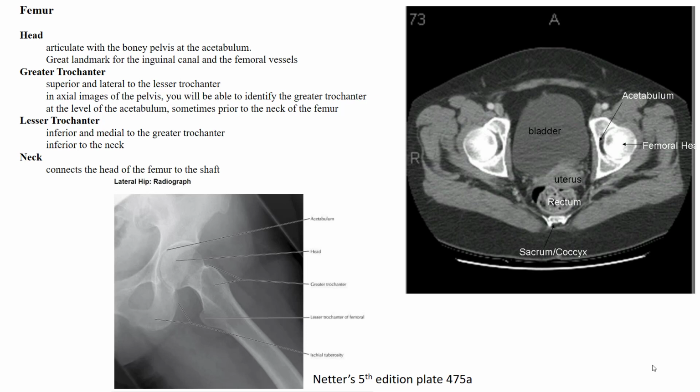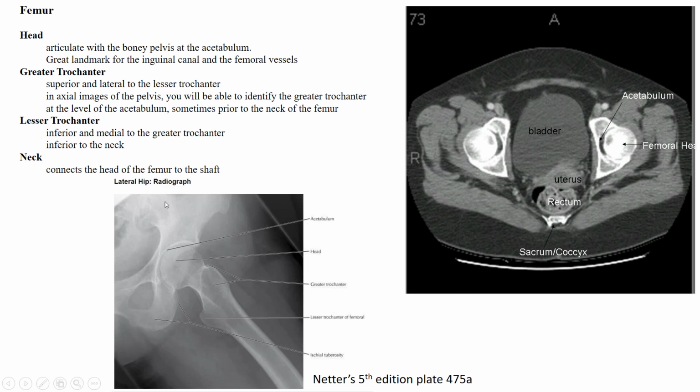There's a better image of it in Netter's, but I also want to show you this radiograph. So this isn't the usual way that you see the head of the femur, but it's another nice view, and you need to be able to identify it in multiple ways.